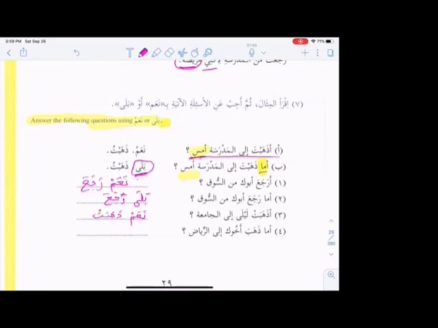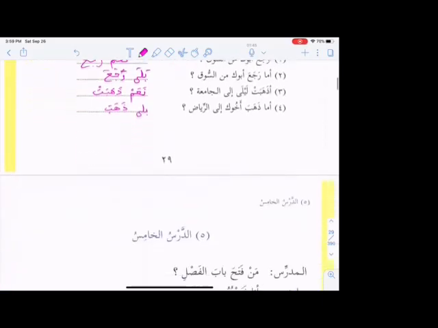Ama zahaba akhuka ila Riyadh. Ama. Ma zahaba. What will you say? Bala zahaba. Bala zahaba. You can write down the whole answer. Bala zahaba akhi ila Riyadh. You have to change the thing. But whatever you want to do, inshallah.